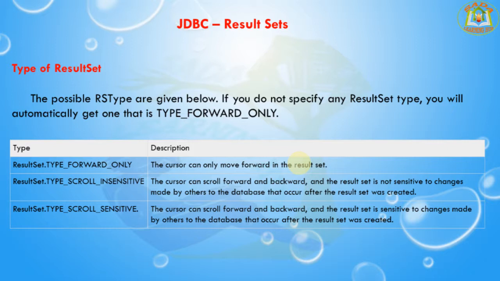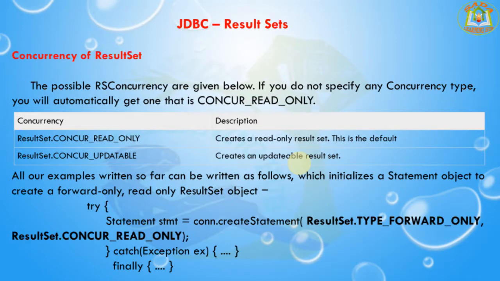Next, I am going to discuss concurrency of the result sets. The possible result set concurrency types are given below. There are two possible concurrency types. The first one is CONCUR_READ_ONLY. The second one is CONCUR_UPDATABLE. CONCUR_READ_ONLY means create a read only result set. This is the default. Whenever we create a result set, by default it is CONCUR_READ_ONLY. CONCUR_UPDATABLE means create an updatable result set. Whenever we change the updatable result set, the changes are automatically reflected in the database.